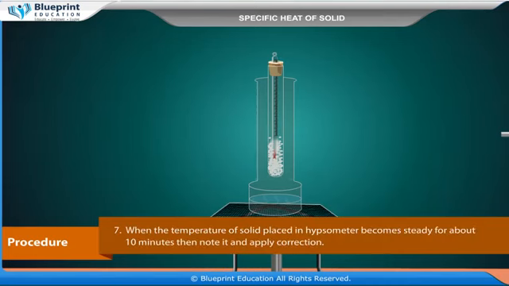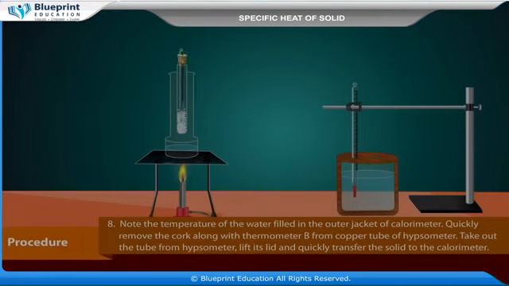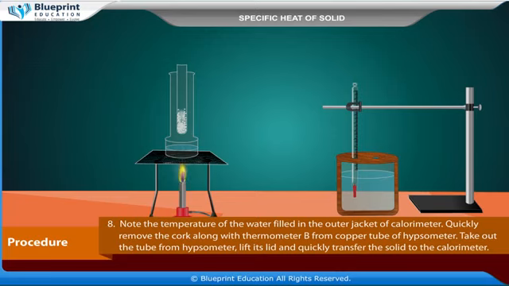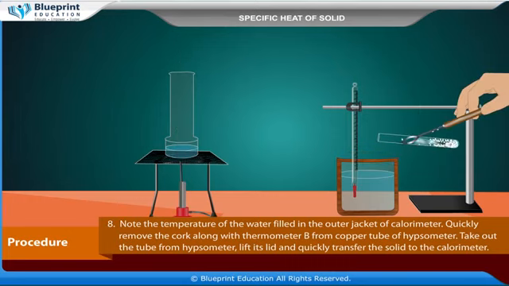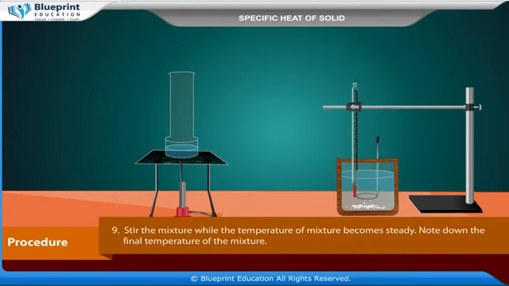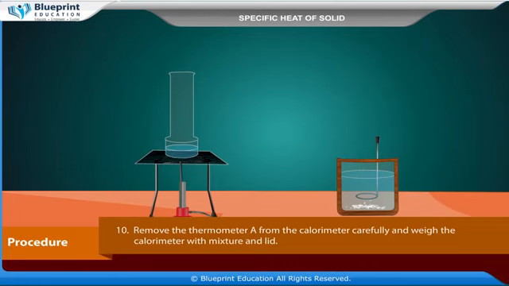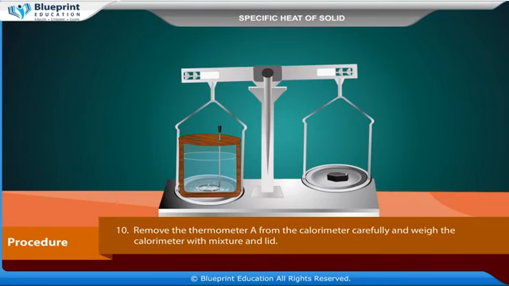When the temperature of solid placed in hypsometer becomes steady for about 10 minutes, then note it and apply correction. Note the temperature of the water filled in the outer jacket of the calorimeter. Quickly remove the cork along with thermometer B from the copper tube of hypsometer. Take out the tube from hypsometer, lift its lid and quickly transfer the solid to the calorimeter. Stir the mixture until the temperature of the mixture becomes steady. Note down the final temperature of the mixture. Remove thermometer A from the calorimeter carefully and weigh the calorimeter with mixture and lid.